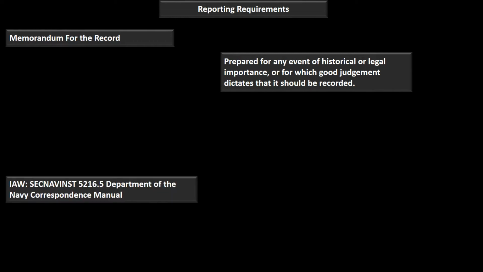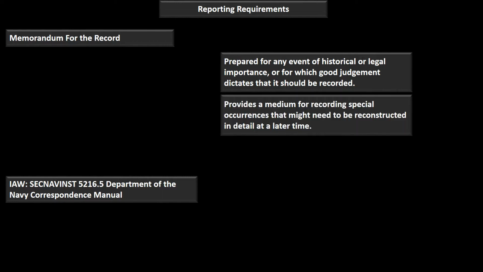Memorandum for the record. Memorandums for the record are prepared in any event of historic or legal importance for which good judgment dictates that it should be recorded. So if anything happens that you feel might have legal implications or historical implications, it's a good idea to document it, okay? And the format you'll document it on is what's called a memorandum for the record. It needs to be drafted in accordance with SecNav Instruction 5216.5, which is the Department of the Navy Correspondence Manual. That's where you can find the correspondence.